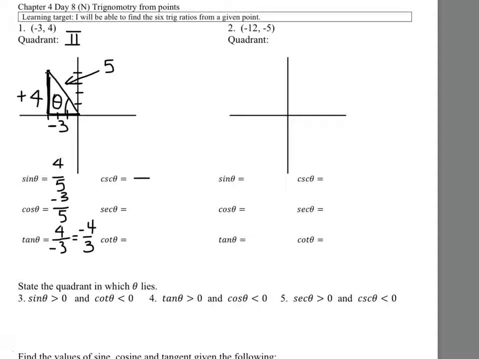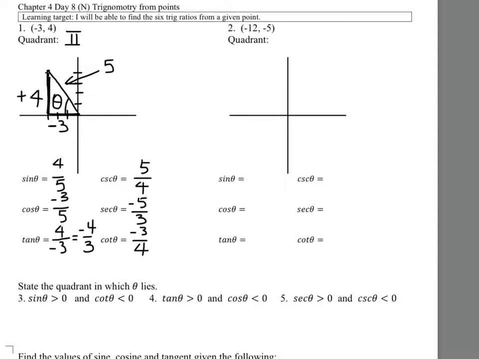Cosecant is going to be the reciprocal of sine. Secant is the reciprocal of cosine. Cotangent is the reciprocal of tangent. So this way, you just put down the ratios, length over length, the side lengths of each, to figure out the 6 trig ratios.